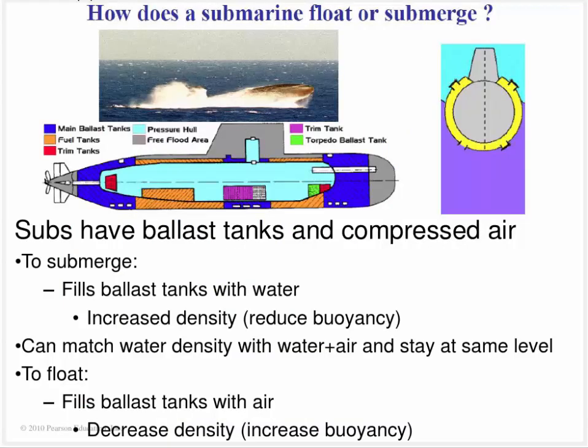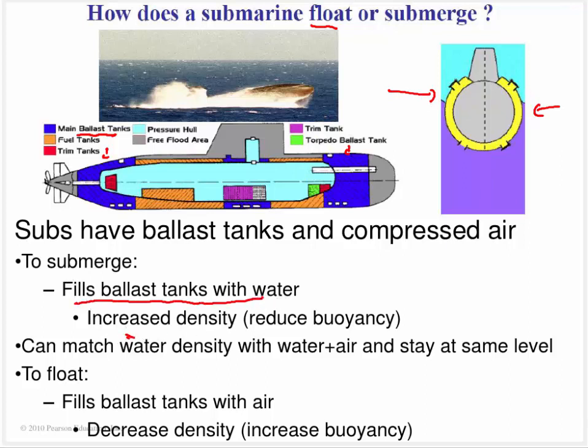Now, Archimedes' Principle actually explains how submarines can go up or down in the water, and the way that a submarine works is it has these ballast tanks, outlined in blue right there. And those ballast tanks, you can either fill them with water, or you can fill them with some compressed air. You can see the ballast tanks surround this guy. And if you want to submerge, then you're just going to fill these ballast tanks with water.